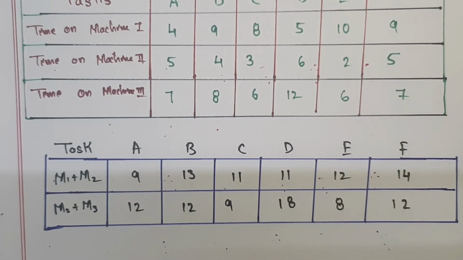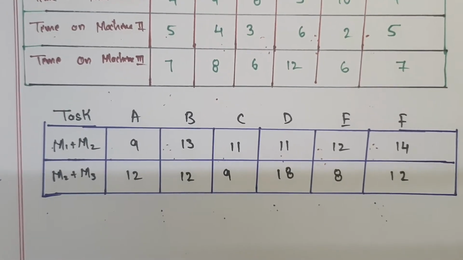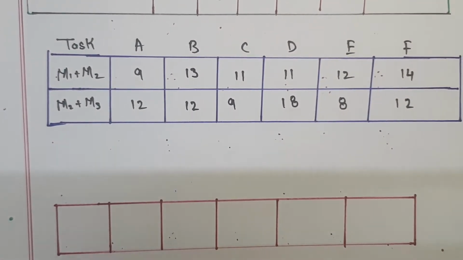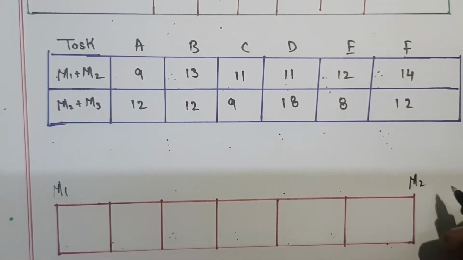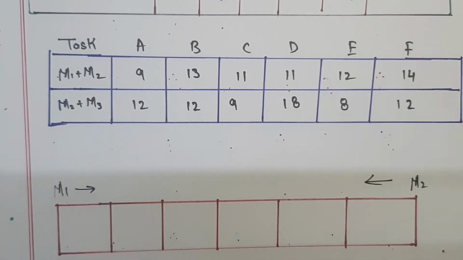Now, the next step is you have to find out the sequencing. So here you can write the machine 1 sequencing and here you can write the machine 2 sequencing. Like this you have to create the table. This one is known as machine 1 and this one is machine 2, left to right, right to left, left to right and right to left.